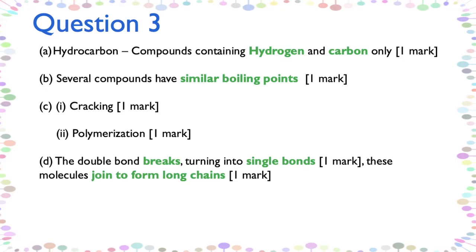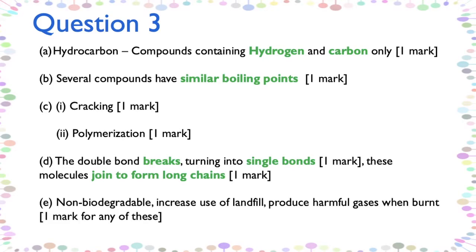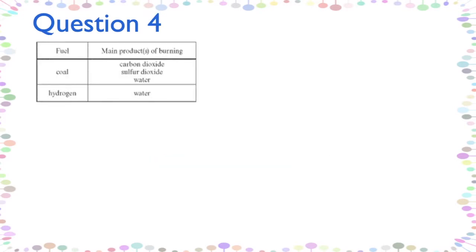And finally, for question E, we need to give one disadvantage of using plastics such as polyethene. You could have said that they're non-biodegradable, they increase the use of landfill, or they produce harmful gases when burnt. You can get 1 mark for saying any of these. For question 4a, we need to name the 3 elements that must be present in the coal to give the product shown in the table. As you can see from the table, we have carbon dioxide, which is CO2, sulfur dioxide, which is SO2, and water, which is H2O.